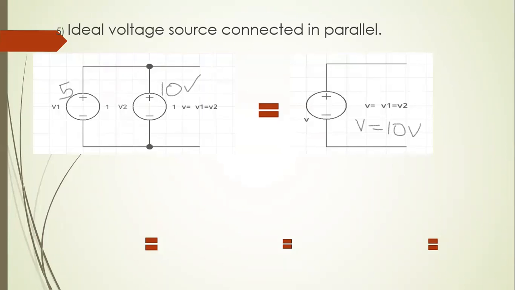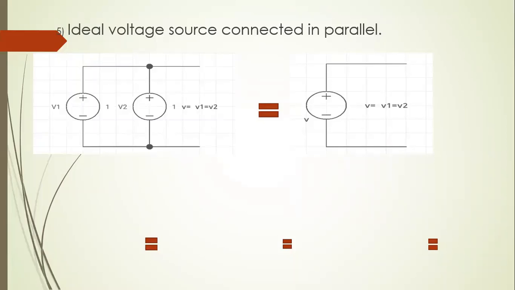If ideal voltage sources are connected in parallel, the voltage source with the slightly higher voltage will send the current into the source with the lower voltage. For example, one voltage is 5 volts, the other is 10 volts. Whichever is the higher value voltage source, it just drives a current through the circuit instead of the 5 volts. Hence, V is equal to V1 is equal to V2.